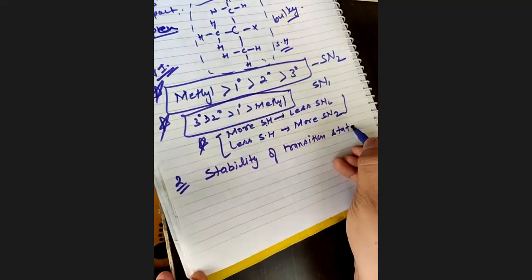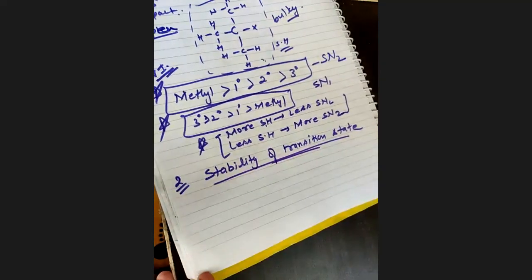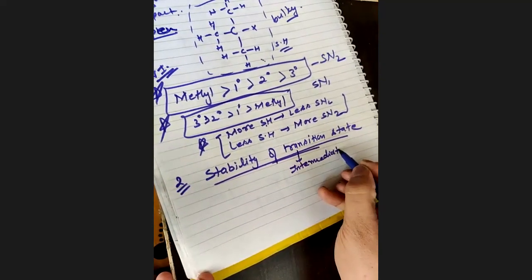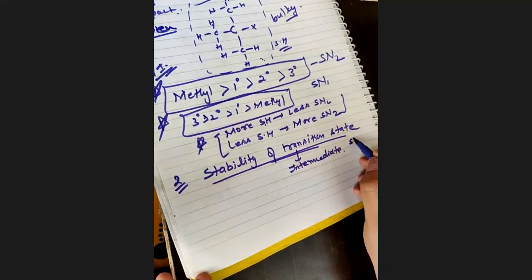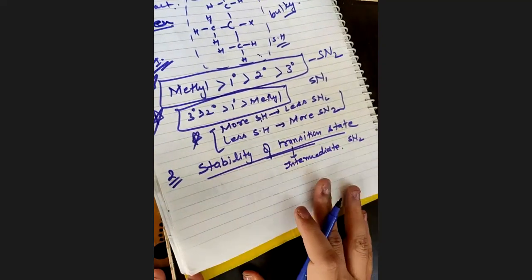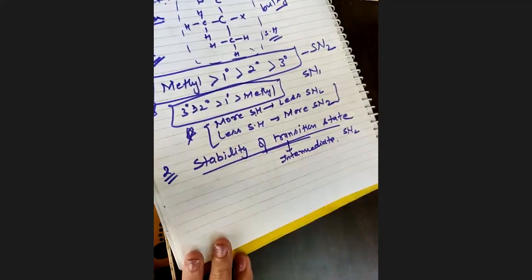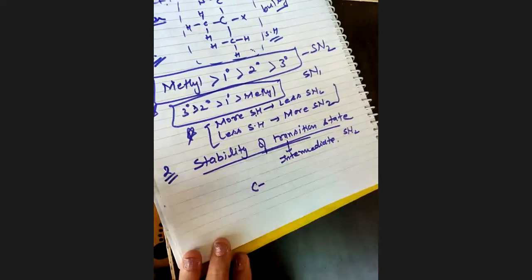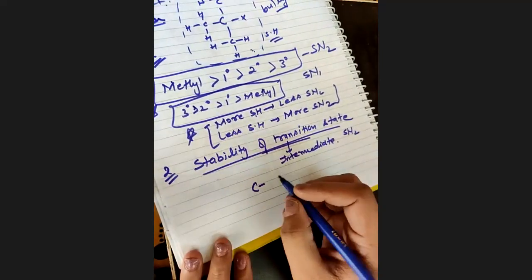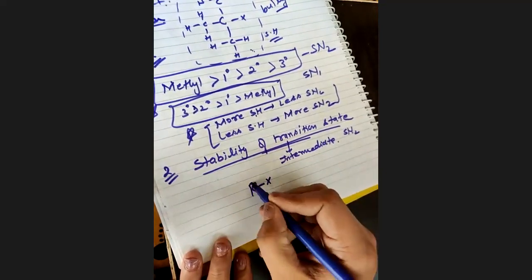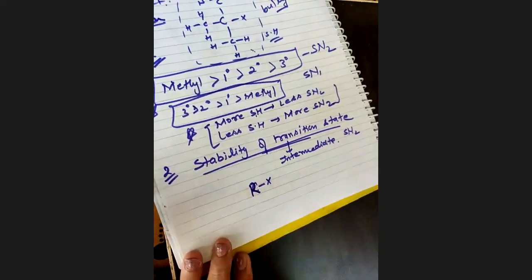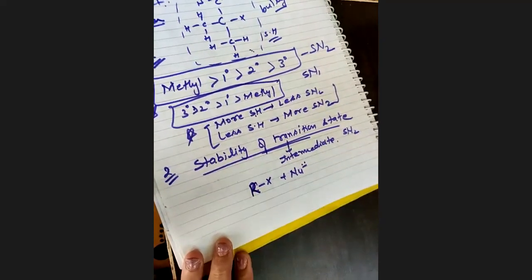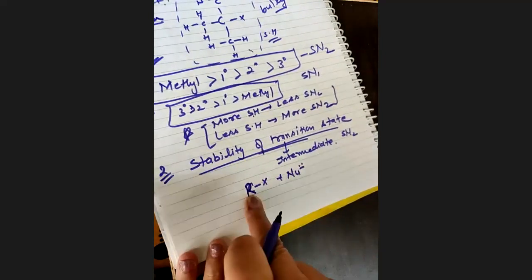And what is transition state? Which one is the transition state? The intermediate state. The intermediate state in SN2 is considered to be the transition state. Okay, let me just explain you which one is transition state. So for example, let me just attach this carbon with the X. For example, I am having RX. This is my alkyl halide. Clear? And I am having one strong nucleophile which I want to react with this alkyl halide.